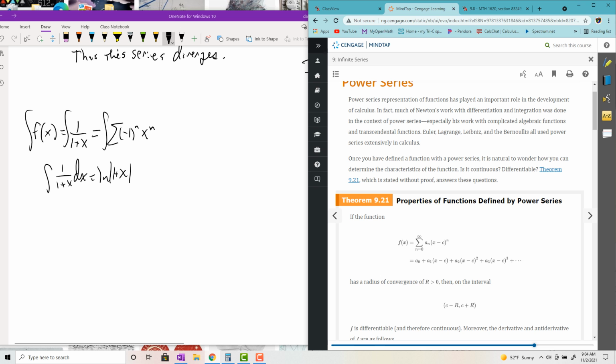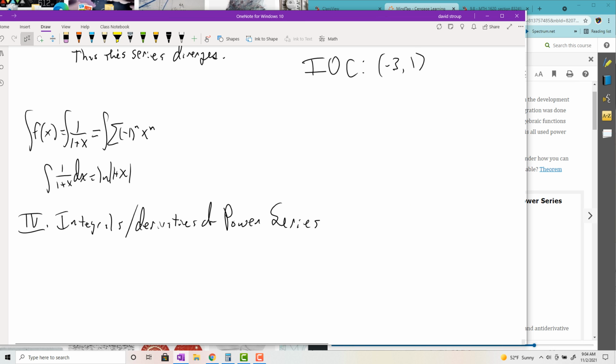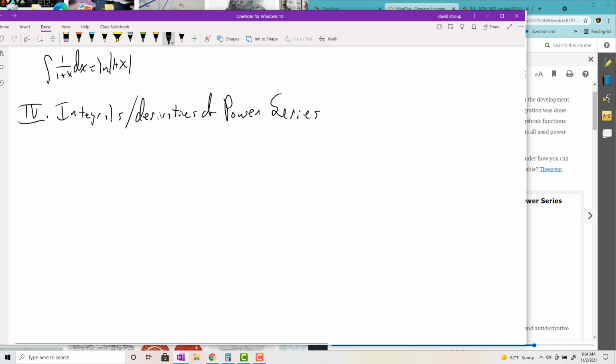Okay, so I think I'm on section 4, integrals/derivatives of power series. Right. Okay. So not only is it kind of an issue with the interval and stuff, we care about that, but just how the heck are you going to integrate and differentiate a power series? Well, it turns out it's pretty simple.